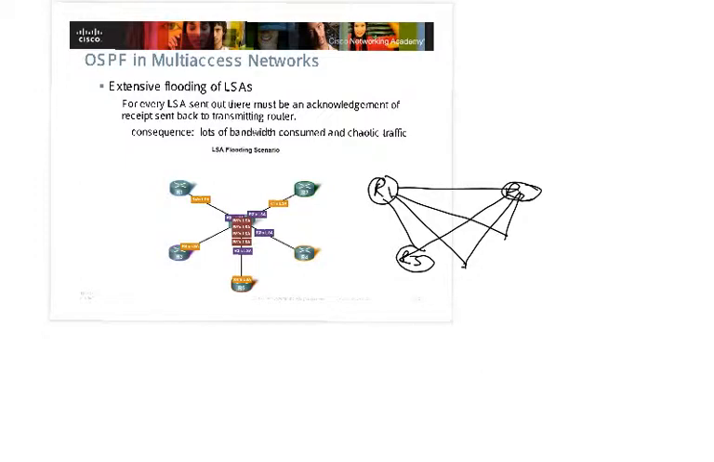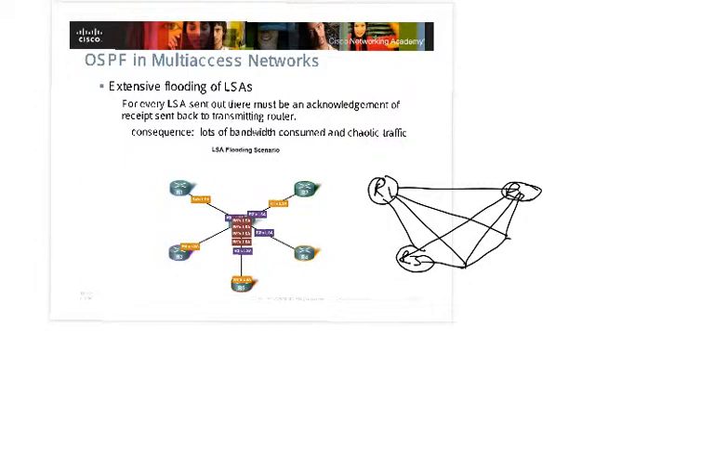And 4 can send to 3, 4 can send to 5. So what do we call this? A full mesh topology. So this configuration gives you a logical full mesh topology, which means that basically any router is a neighbor to all other routers.